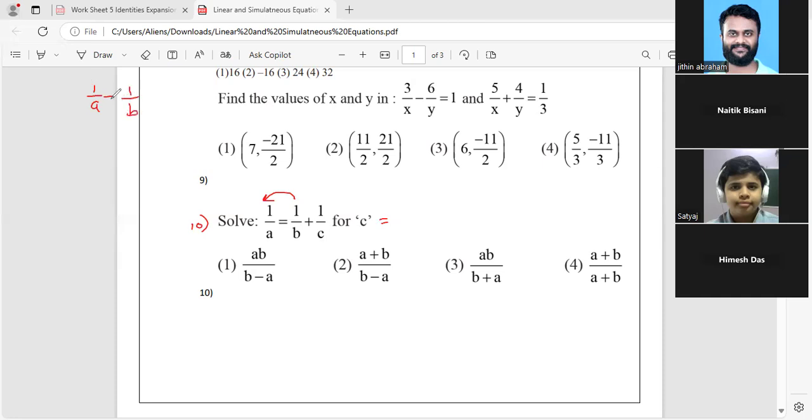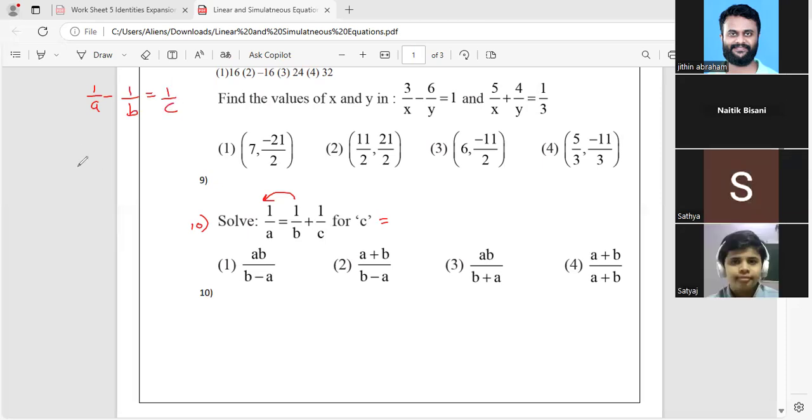Am I clear so far? That is equal to 1 by c. Yes, sir. Great. So that gives me 1 by c is equal to... Now I'll cross multiply this. So I'll be getting b minus a upon a multiplied by b. Is this much clear?